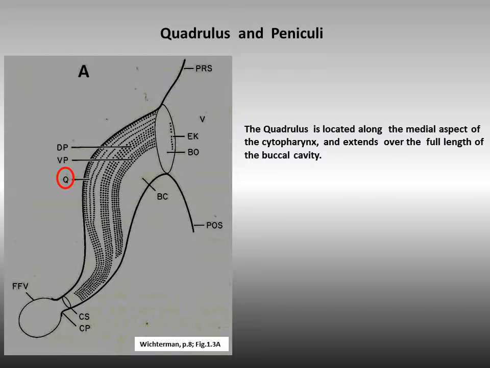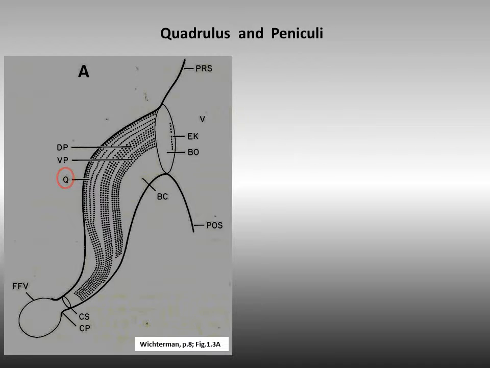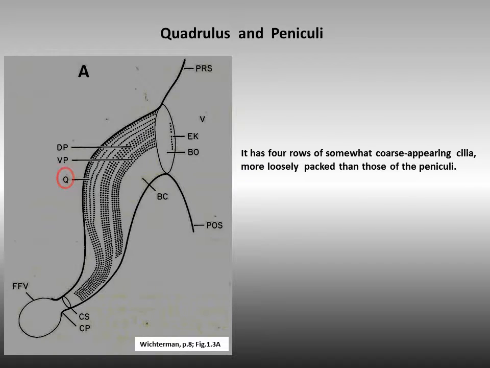The quadrilis is located along the medial aspect of the cytopharynx and extends over the full length of the buccal cavity. The quadrilis has 4 rows of somewhat coarse appearing cilia, more loosely packed than those of the paniculi.